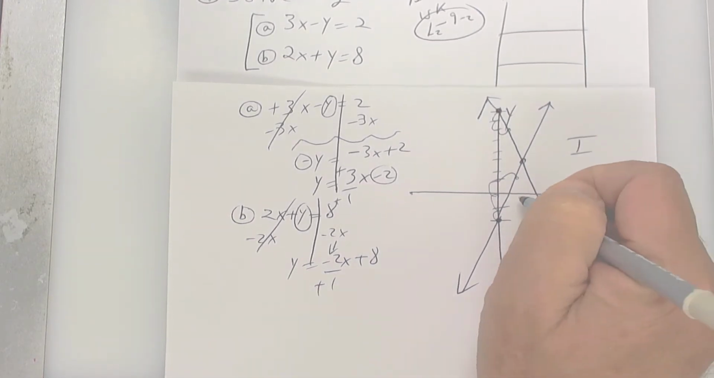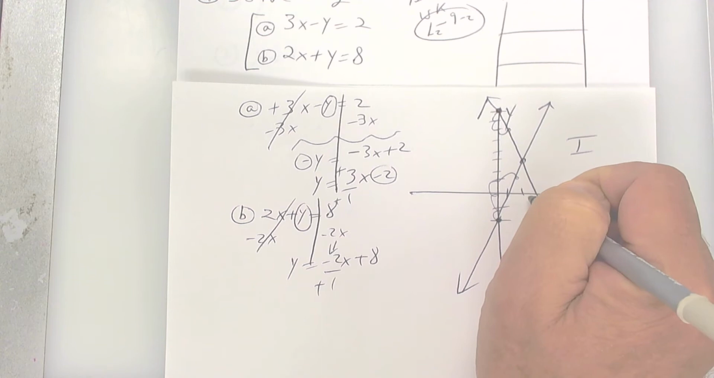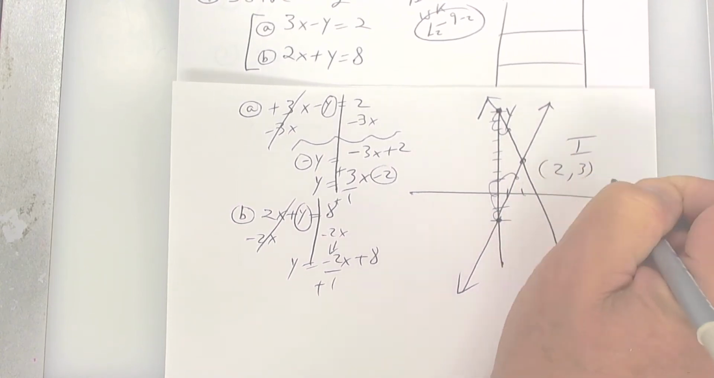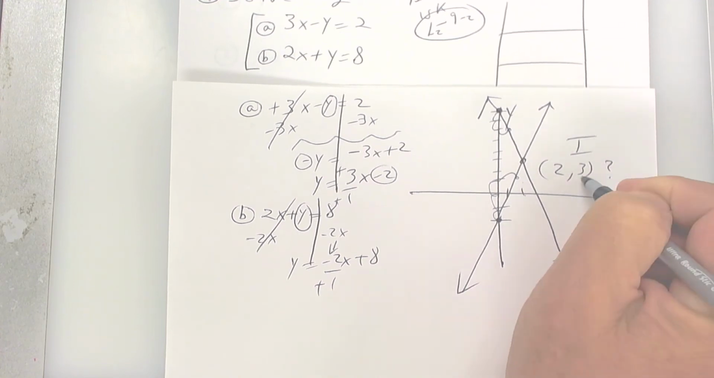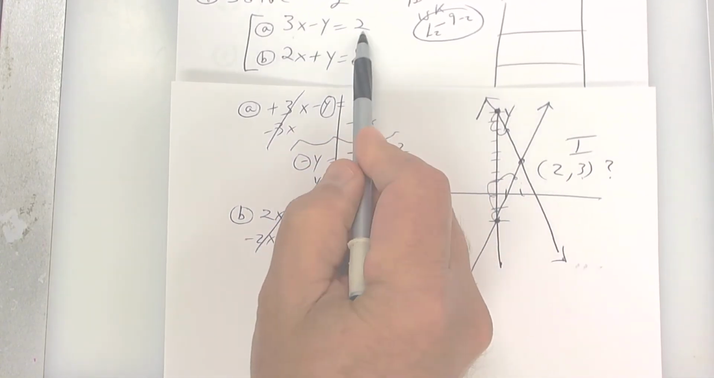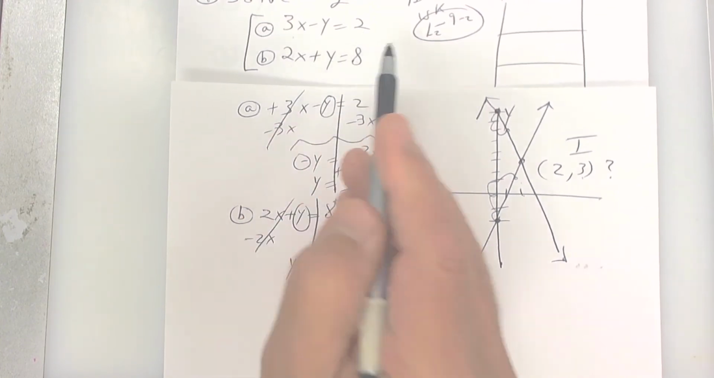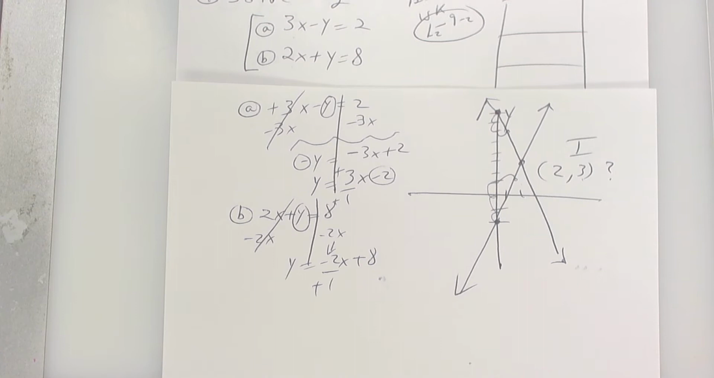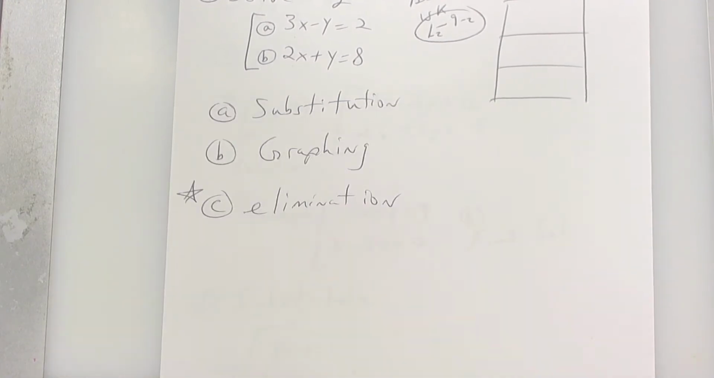I'm not real sure of the point. Okay, I'll just take a guess. Over 2, up 3, and that's just a guess. The only way you know for sure is if you plug in x and y into both of these equations and see if you get 2, and then when you plug it in here, see if you get 8. So graphing is only as accurate as you are.